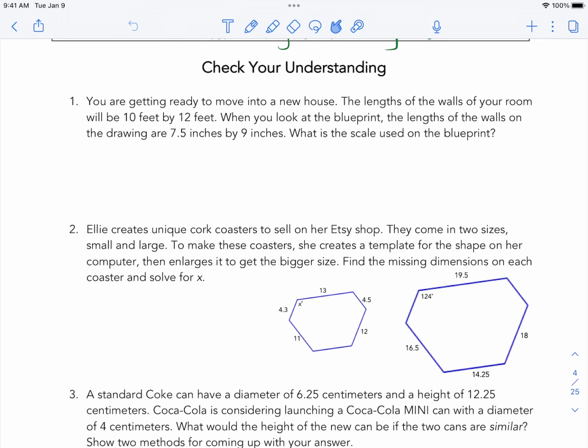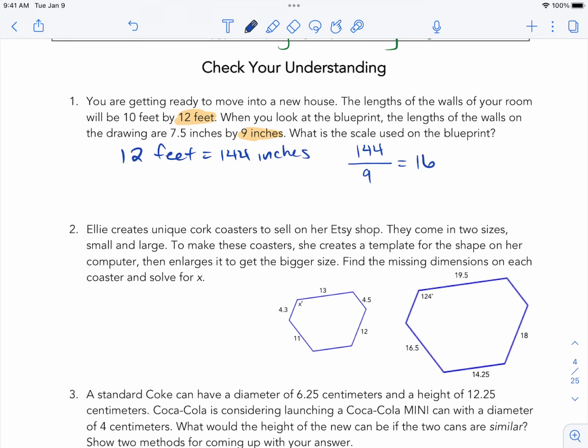Well, we want to work in the same units, and so if we just focus on one of these measurements, so we'll focus on 12 feet and 9 inches, those are comparison or corresponding lengths. We want to work in the same units, so 12 feet is equal to 144 inches. So as we saw in the notes, for the scale factor, if we take our new length, 144, so if we take the actual length there, divided by the similar length on the blueprint, 9, that would give us 16. 144 divided by 9 is 16.